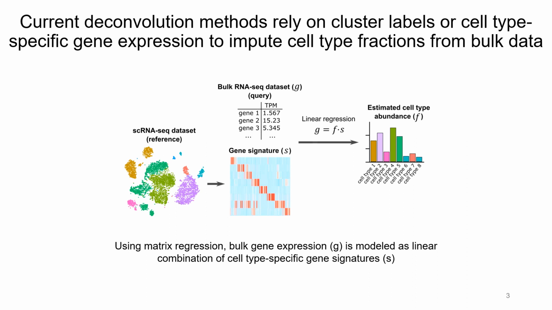Current methods for gene expression deconvolution use matrix regression, such as support vector regression or non-negative least squares regression, to represent the overall gene expression profile of a tissue, represented as G in this example, as the linear combination of cell type specific gene signatures, represented as S. These gene expression signatures are inferred from the reference single-cell data by methods like clustering and differential expression analysis.